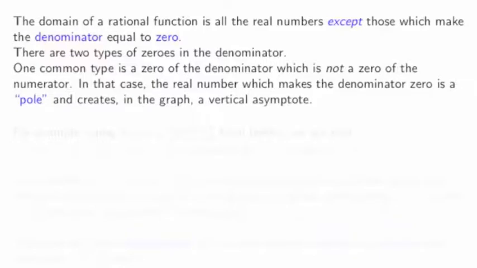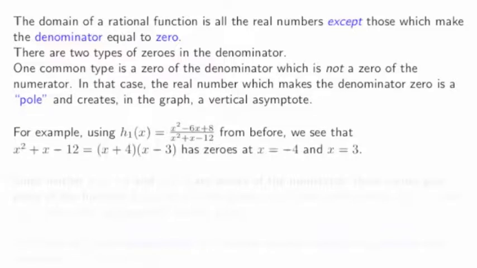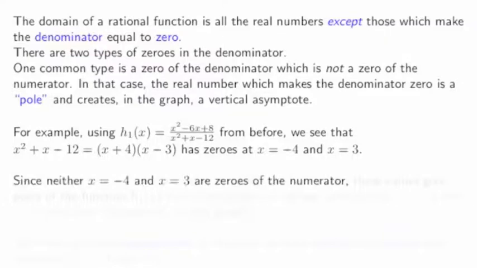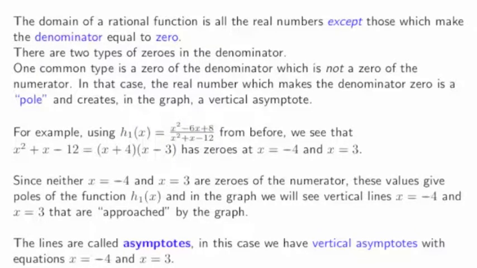For example, looking at this function from before, we notice that the denominator has zeros at minus 4 and 3, so these elements are not in the domain. Since neither -4 nor 3 is a 0 of the numerator, these values give poles for this function, and in the graph we will see vertical lines, x equals -4 and x equals 3, that are approached by the graph of this rational function. These vertical lines are asymptotes. In this case, we have vertical asymptotes with equations x equals -4 and x equals 3.